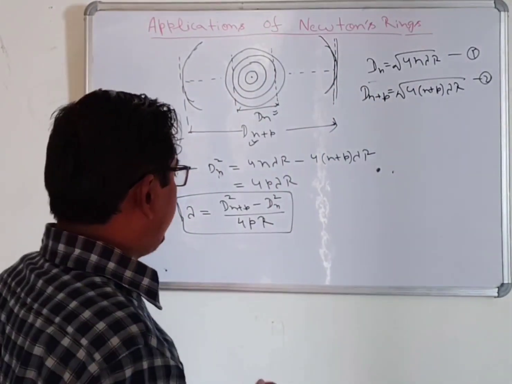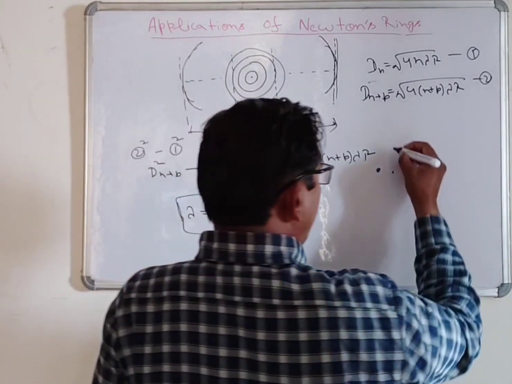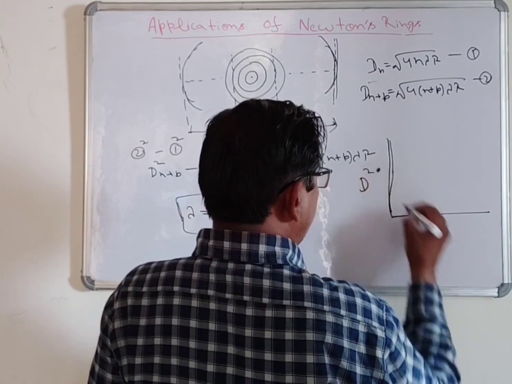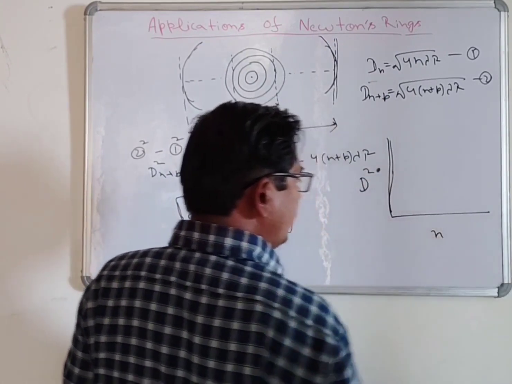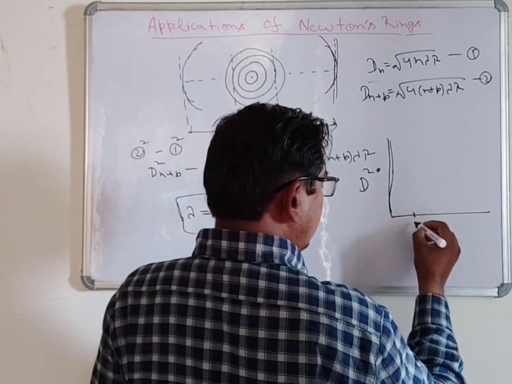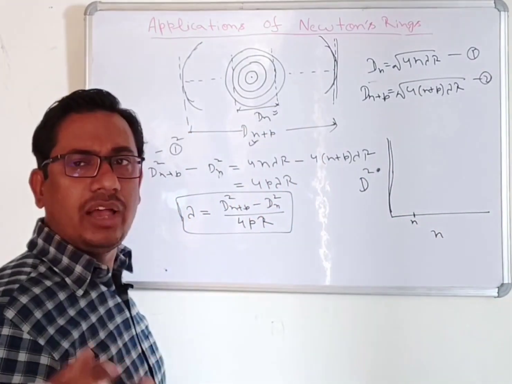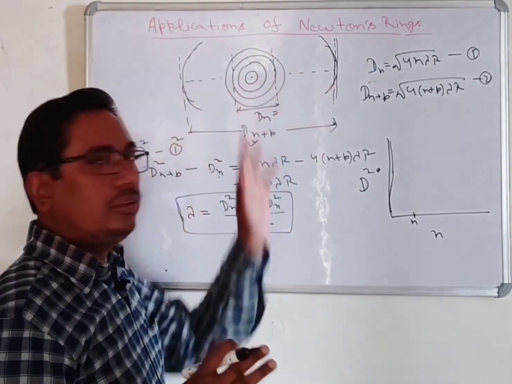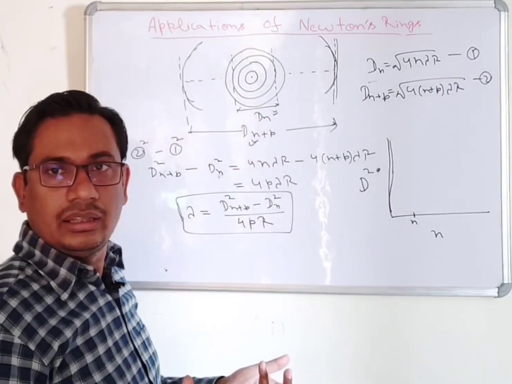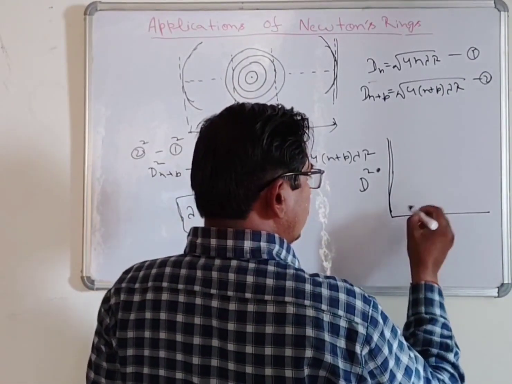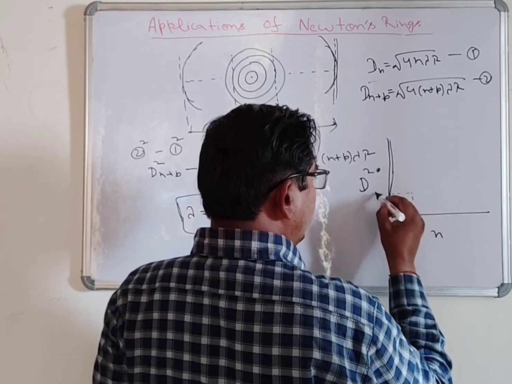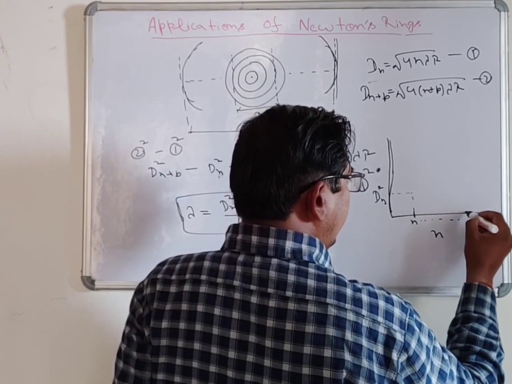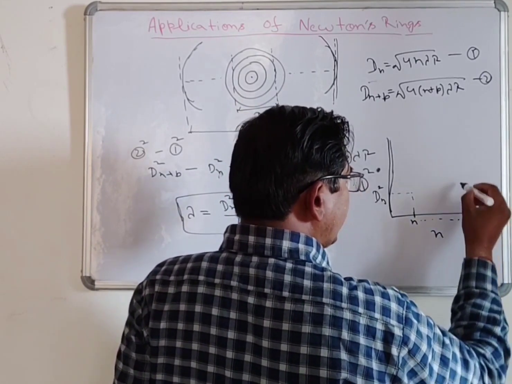It means that you can see that if you plot a result, diameter square versus n, the number of the fringes, suppose n is any number 1, 2, 3, 4, 5, 6, any number, but in this case we don't know the number of the fringes, so we will take the nth number of the fringes. Like that, you can see that here it is the diameter of the nth ring, and you will count here a number n plus p.